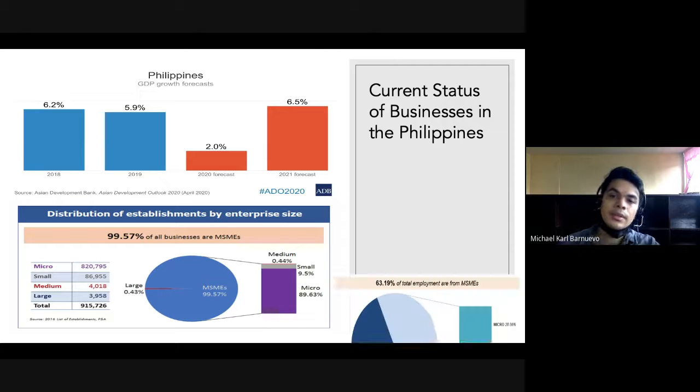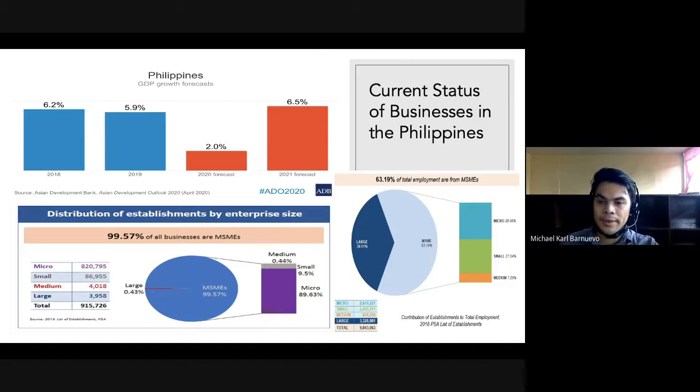When it comes to the employment of MSMEs, ayan, 63.19% of all employment provided to our population will come from the small businesses, and only 36.81 will come from the large businesses. Even when it comes to employment opportunities, malaki po ang role ni small businesses or micro, small, medium enterprises.